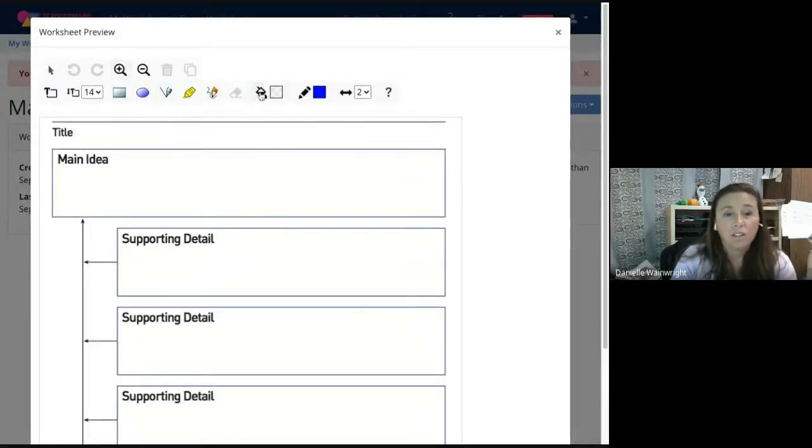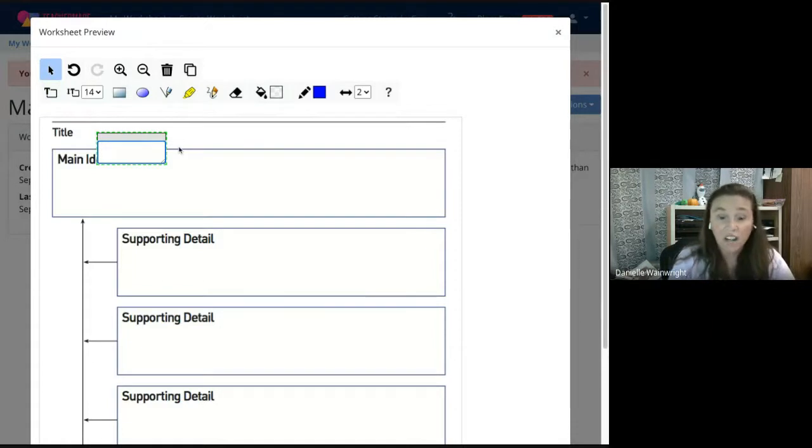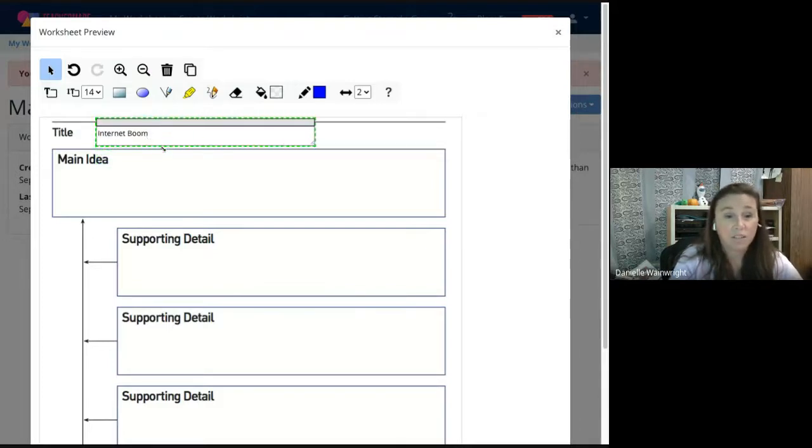Our title would be, we could do "Internet Boom." We could do "The Growth of the Internet," right? Internet Boom. So that's kind of me stealing the actual title, so you can put something else if you want.